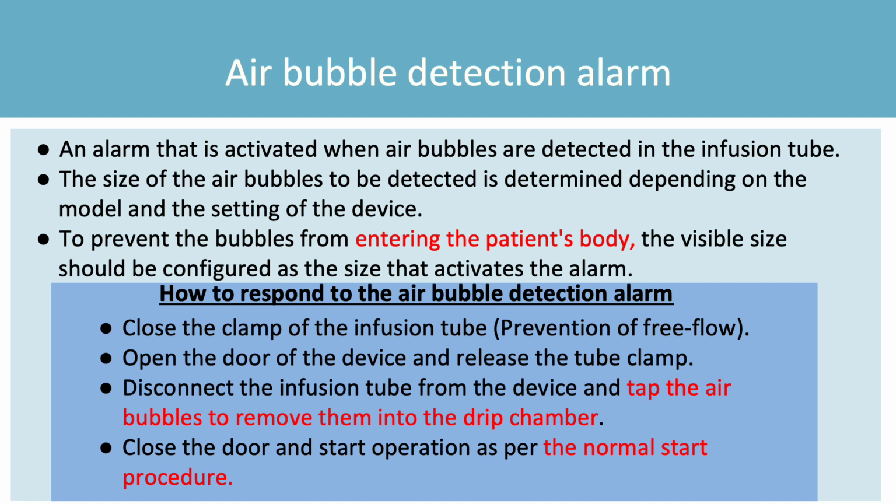The air bubble alarm is activated when air bubbles are detected in the infusion tube. The size of the air bubbles to be detected is determined depending on the model and setting. Because of the possibility of air bubbles entering the body, it is always advisable to set the alarm activation for air bubbles that are visible.